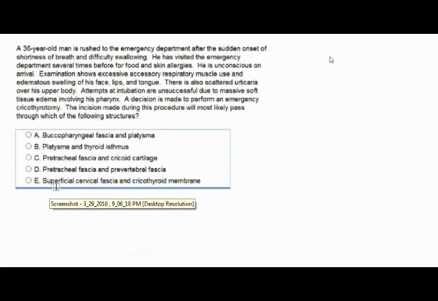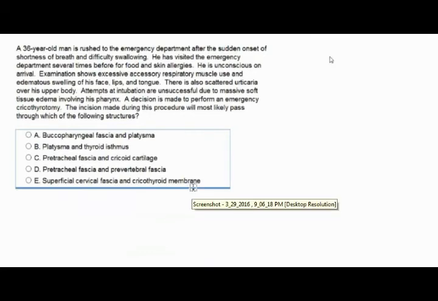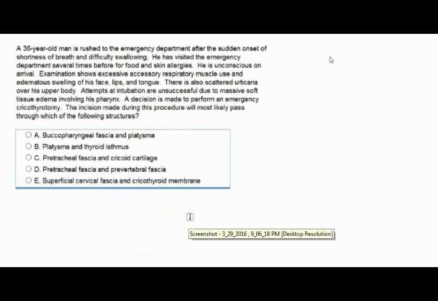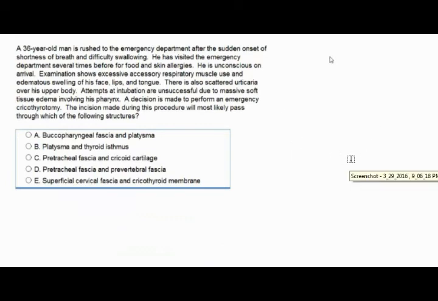And superficial cervical fascia and cricothyroid membrane could be the answer, because in the neck we have layers of fascia that cover it. First we have the skin, then the superficial fascia, then the deep fascia, and then the internal structures of the neck. So we first have to break the superficial cervical fascia, of which the platysma is a part, and then go to the deep fascia. In the deep fascia we go through the investing layer and the pretracheal fascia, and then we reach the cricothyroid membrane.